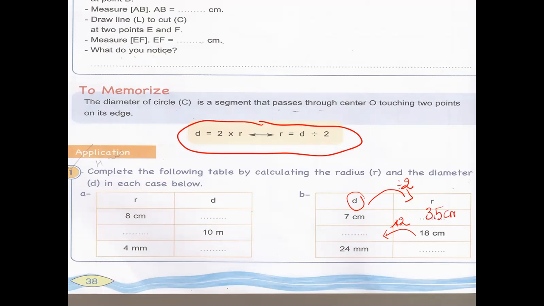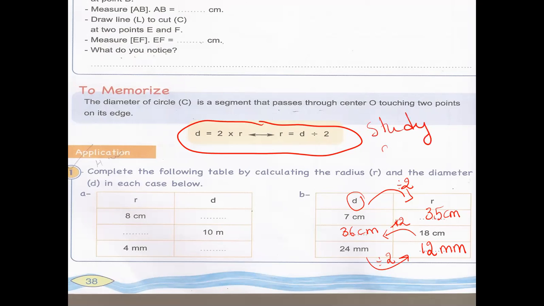3.5 centimeter. Another example: 18 times 2, how much? 36. So here, 36 centimeter. You have to write the unit: centimeter. Now d is given, 24, so we have to divide by 2. 24 divided by 2 is 12 millimeter.